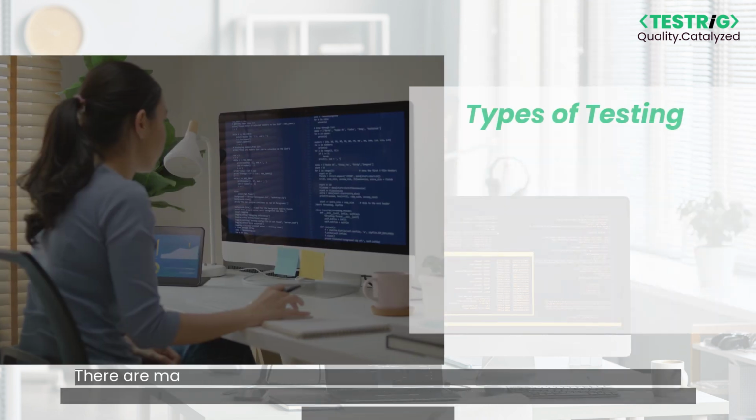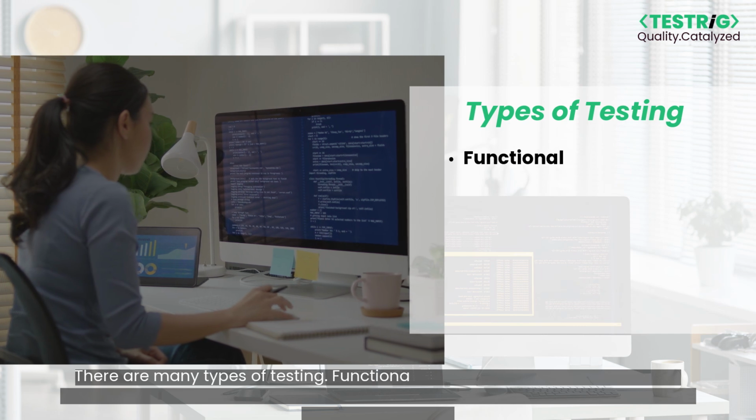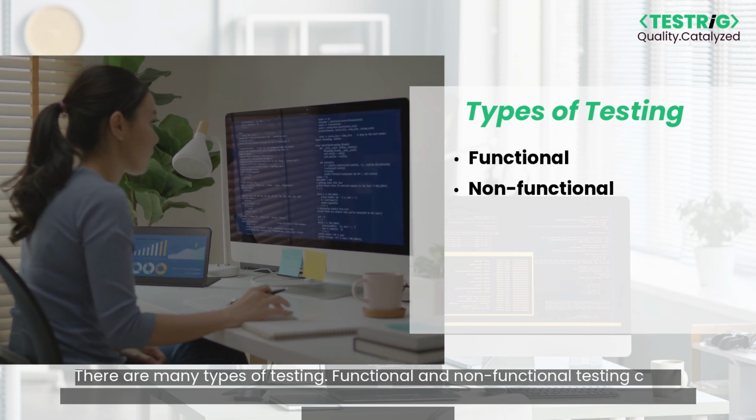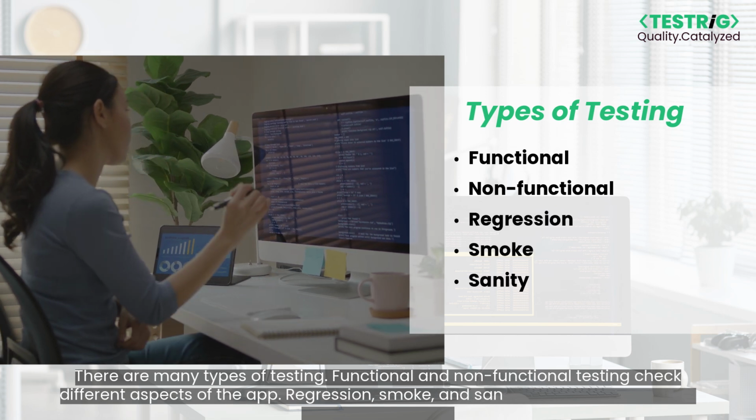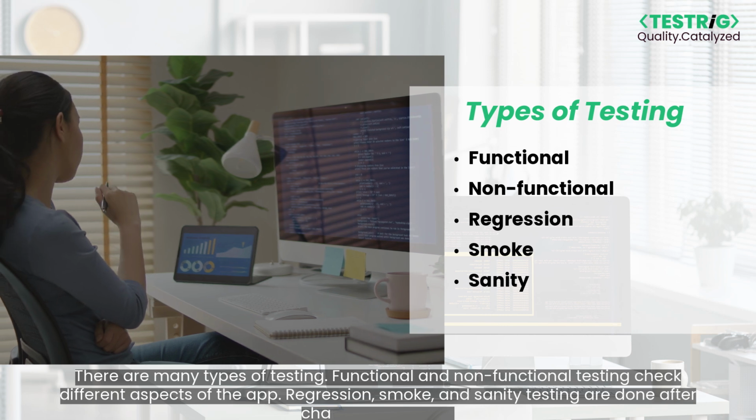There are many types of testing. Functional and non-functional testing check different aspects of the app. Regression, smoke, and sanity testing are done after changes are made.